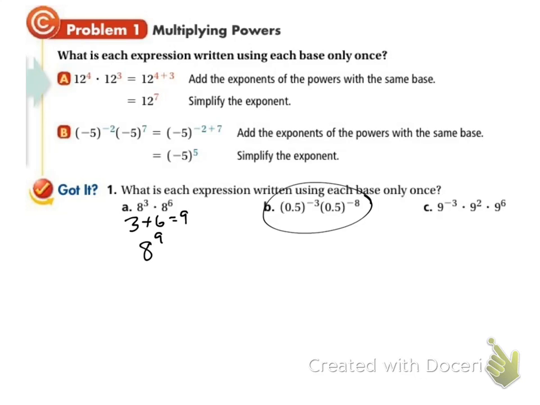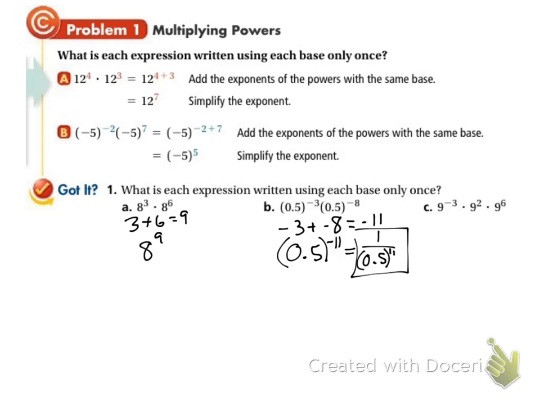What about this one? We need to add those. We've got negative 3 plus a negative 8. I think of negatives in terms of owing someone money. So you owe someone $3, and then you need to owe them another $8. Well, then you owe them $11 in total. So this is 0.5 to the negative 11. But are we allowed to have a negative exponent? No. So we need to move it. So it's 1 over 0.5 to the 11th. And that would be your final answer.